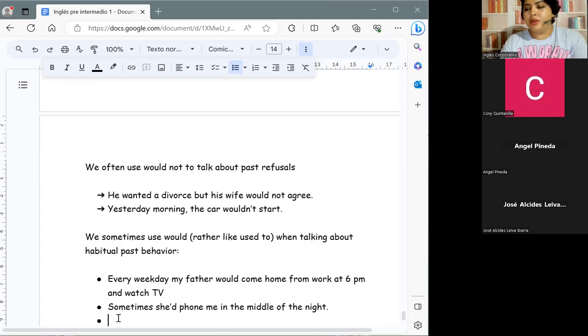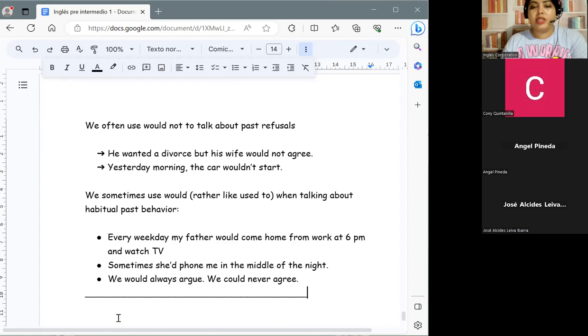We will always argue, we could never agree. Okay, this information is just for the use of would in the past. And we are just going to see the second one, that is the use of would when we are talking about future in the past. We are not going to see the number three because we are not focused on that part. We are just going to focus on past and future tenses. And then we are going to continue with the other things.